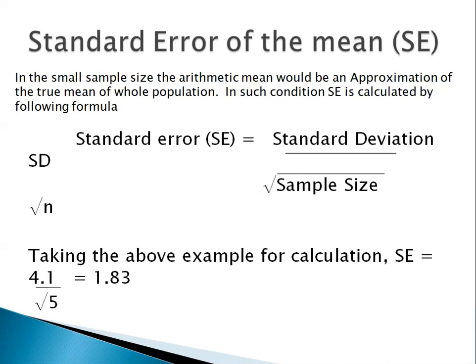Now the standard error of the mean. With a small sample size, the arithmetic mean would be approximately the same as the true mean of the whole population, and it can be calculated using the formula: standard error is equal to standard deviation divided by the square root of the sample size, denoted by square root of n. Taking the above example of calculation, standard error is 4.1 divided by square root of 5, which is equal to 1.83.